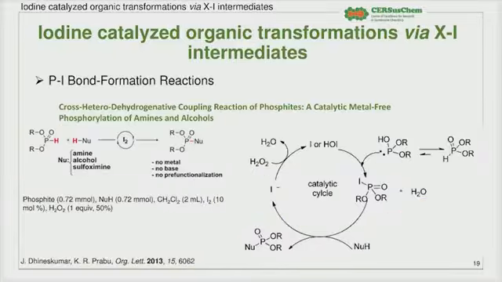Okay, with this I will enter into another part of this presentation, which is phosphorus-iodine bond formation leading to the desired product. The article which I selected for this topic is by Prabhu, where they use different types of phosphites and nucleophiles, including amine, alcohol, and sulfonamides, in the presence of molecular iodine as catalyst to phosphorylate amines and alcohols.